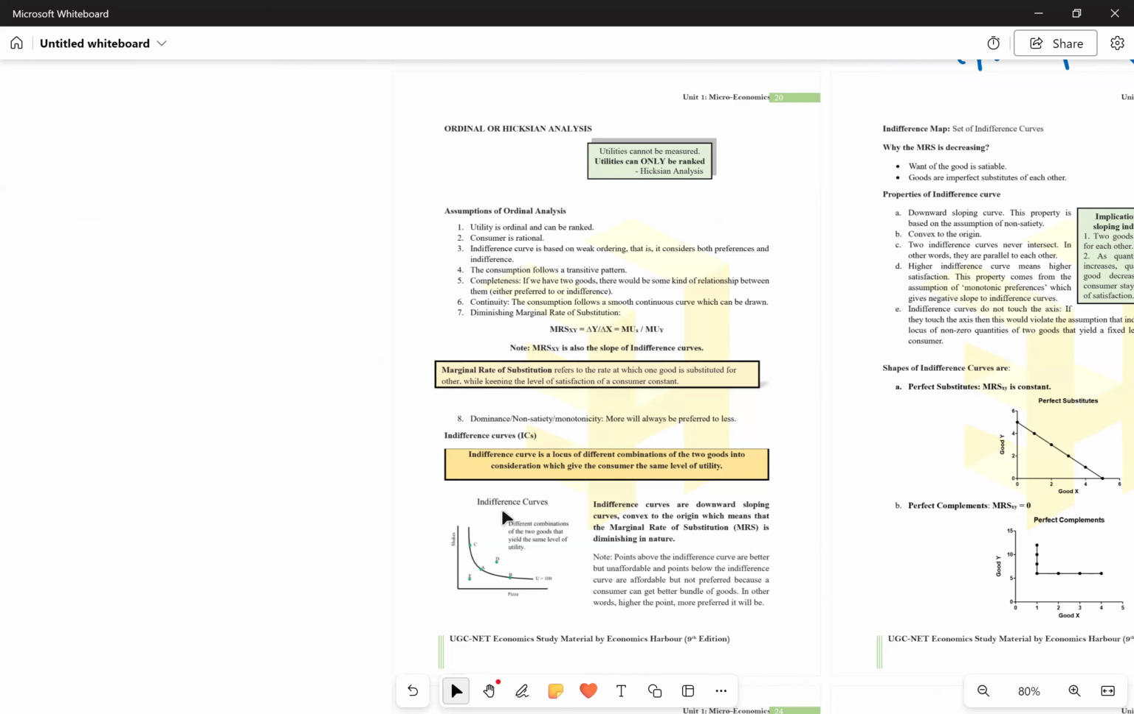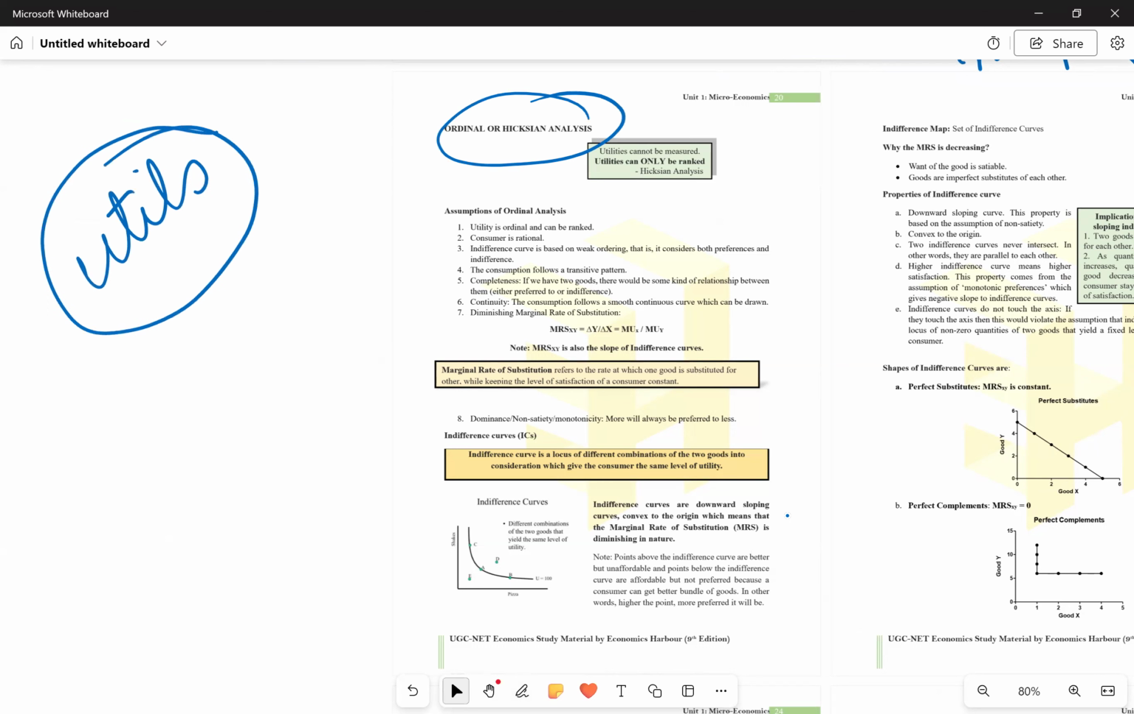Yes, ma'am. Okay. Now, the next thing is your ordinal or Hicksian analysis. Now, Hicks thought that having utils as a term and then measuring your utility is a very complex procedure. Instead, the consumer does not go in for measuring the utility. He does not write it down somewhere. But yes, consumers instead have preferences.